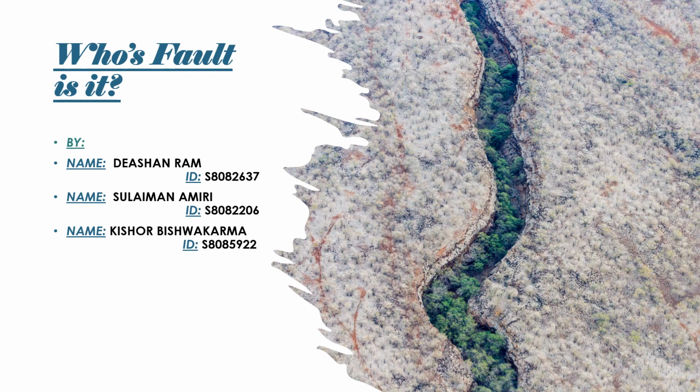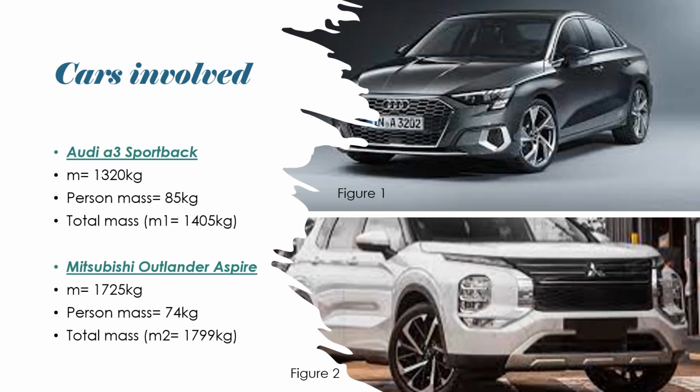To identify the main perpetrator of the two-car collision, consisting of a Mitsubishi Outlander Aspire with a mass of 1,725 kg and a driver mass of 74 kg, that comes to a total of 1,799 kg. And the second car in that collision was an A3 Audi Sportback with a mass of 1,320 kg and a driver mass of 85 kg, coming to a total of 1,405 kg.